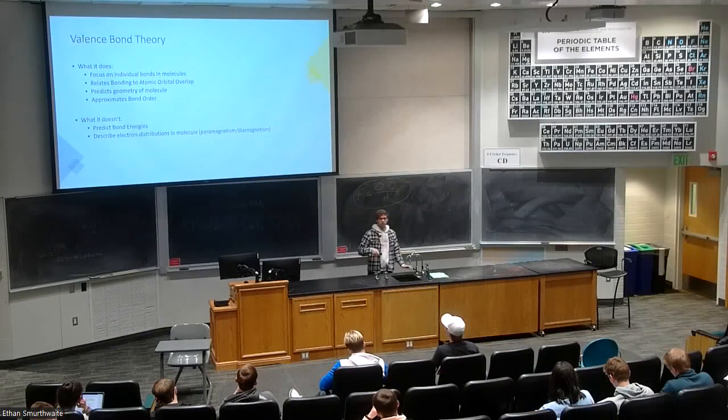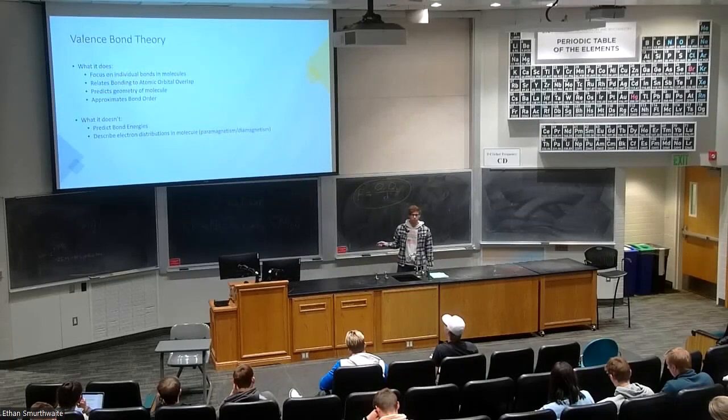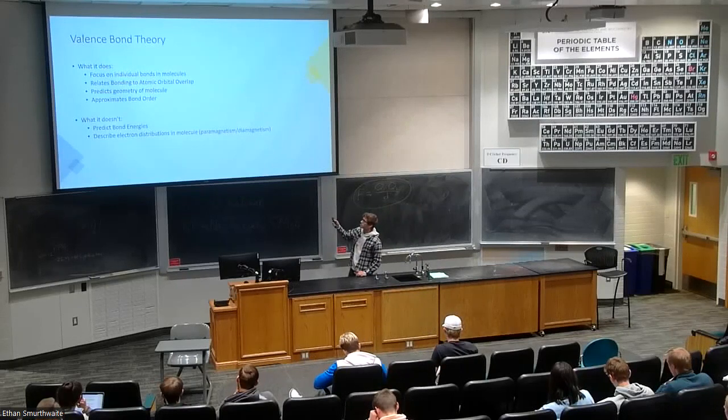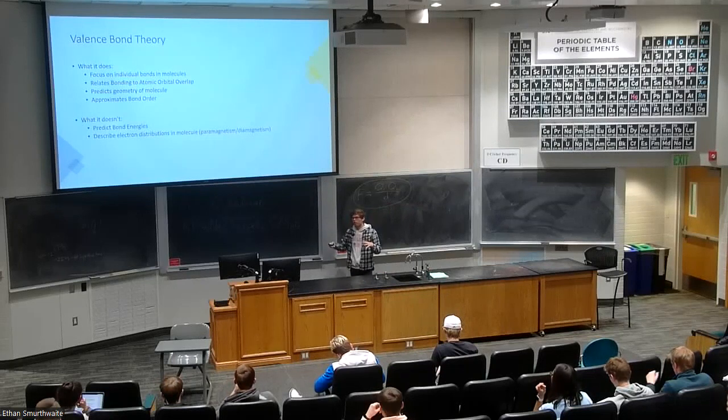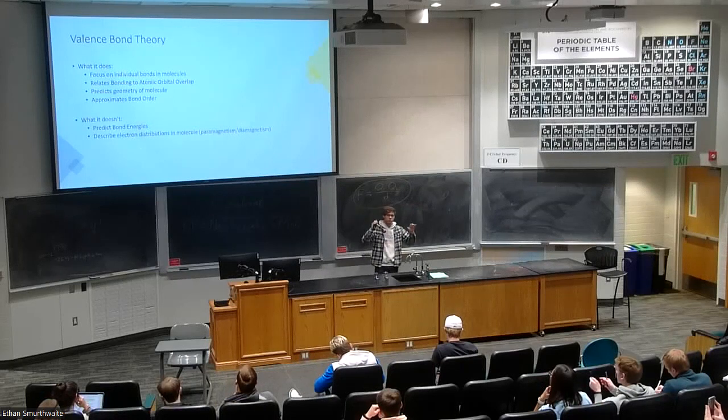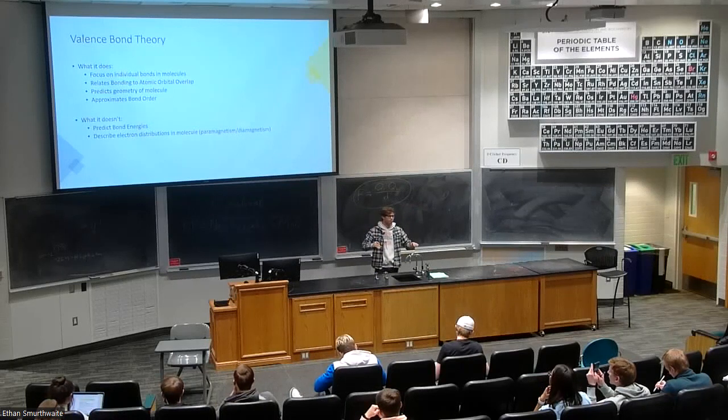And we talked a lot, a couple weeks ago, or maybe last week, about shapes, like tetrahedral, trigonal bipyramidal, or whatever. This is a theory that takes advantage of those shapes and builds off of it. So you should know what it does and what it doesn't do. And we're going to do the same thing with molecular orbitals. You have to know the strengths and the weaknesses of both, and be able to compare them.